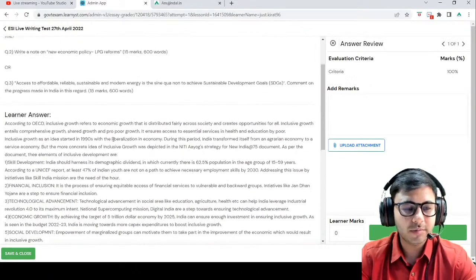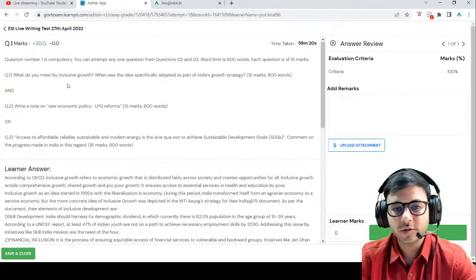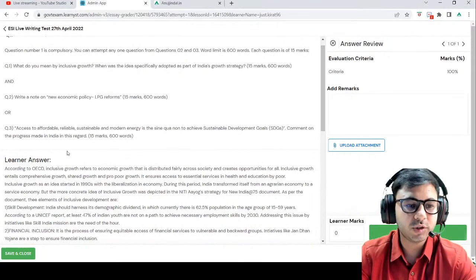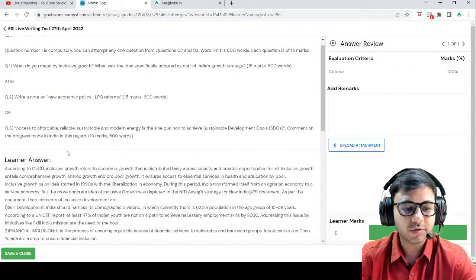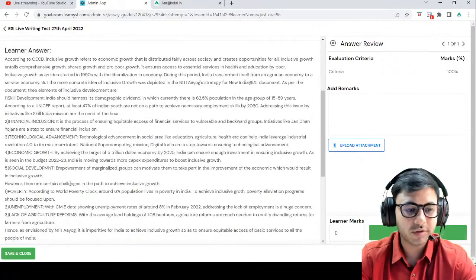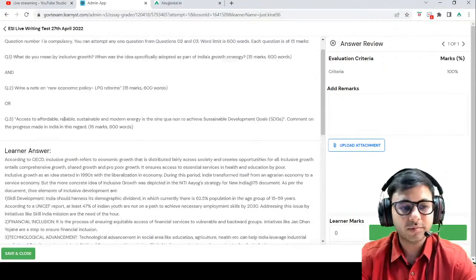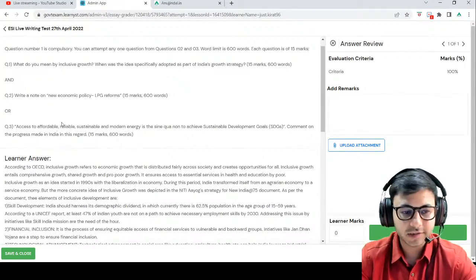So let's come to the first question, first section, which has three questions, out of which you have to write any two. The first one is compulsory. Out of second and third, you have to write any one. Okay, so you have not mentioned the name of the question, so please do that in the final exam or in the next test.